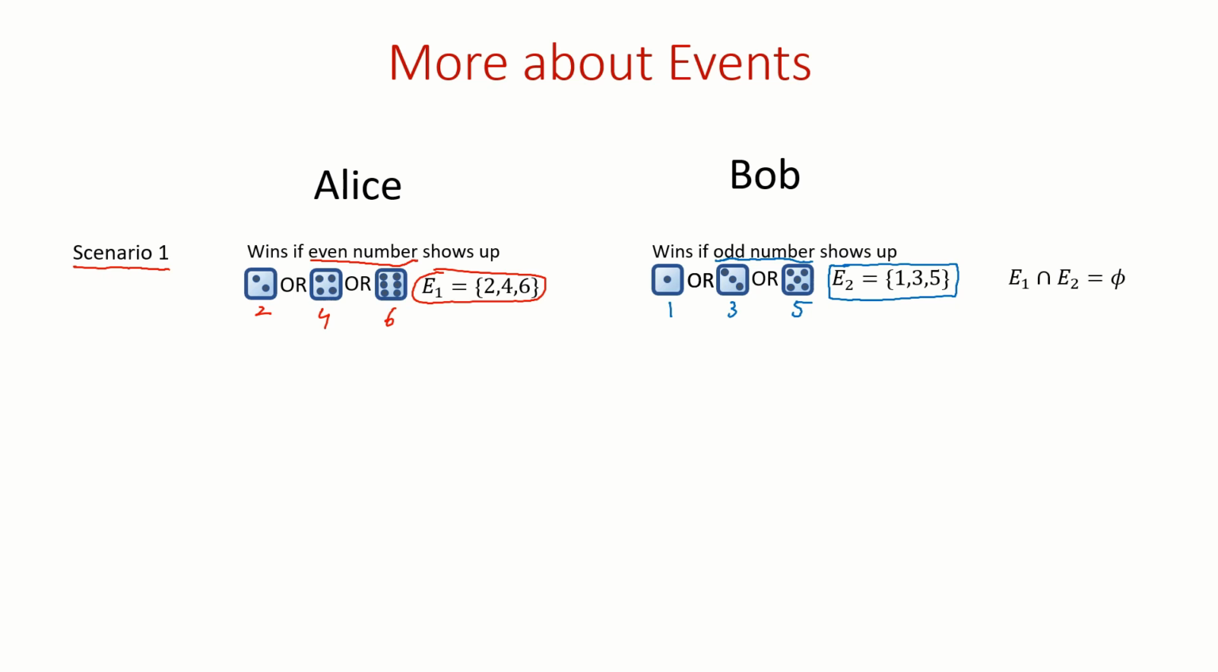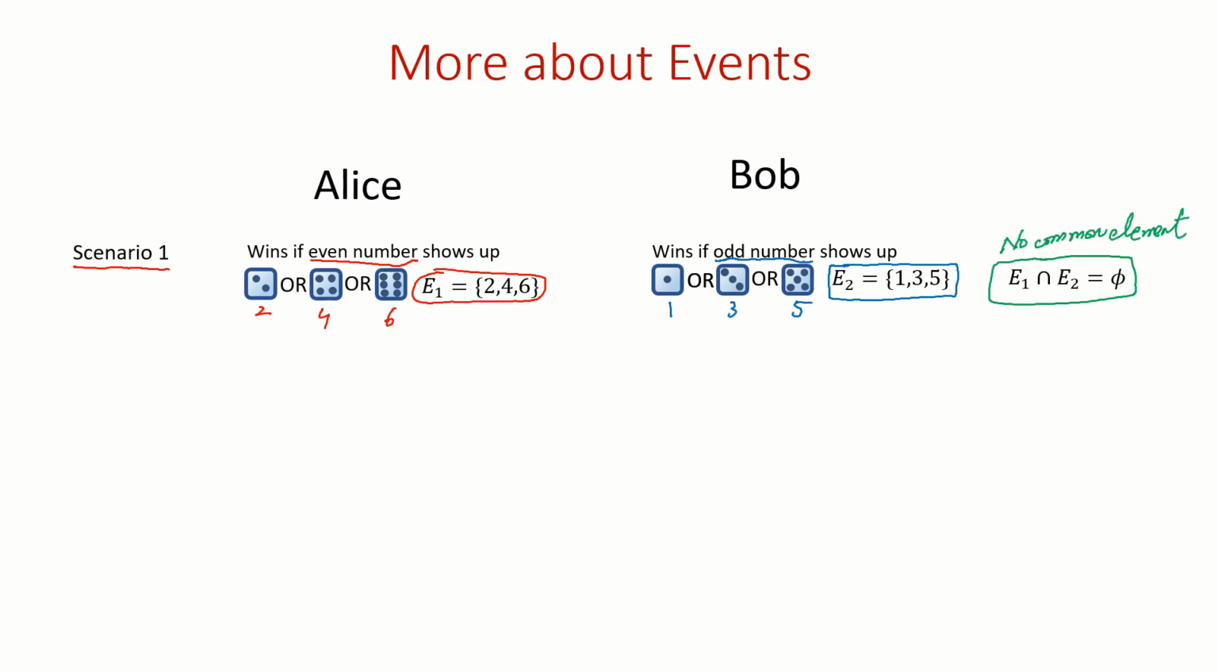Another thing you should notice is that event even will be said to occur if either 2 or 4 or 6 shows up. 2, 4 or 6 will not be showing up at the same time, but if any one of the sample points of the event occurs, then we say that the event has occurred. Notice that the events even and E2 have no common element.